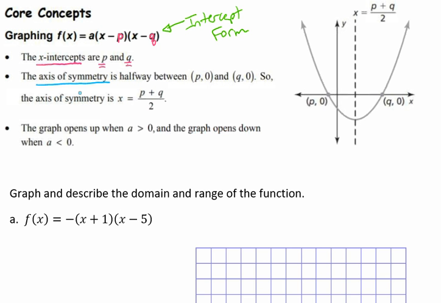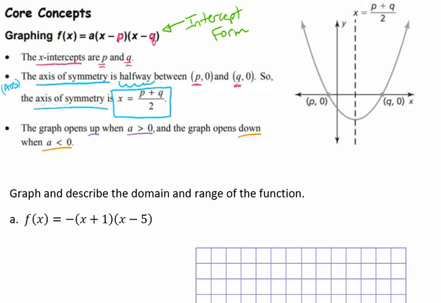Now our axis of symmetry, sometimes referred to as our AOS, is halfway between the P and the Q. So basically we're able to say that our axis of symmetry equation is x equals P plus Q divided by 2. Now the graph is going to open up when A is positive, and it's going to open down when A is negative, and that's not new, that's kind of an older thing. So up when A is positive and down when A is negative.